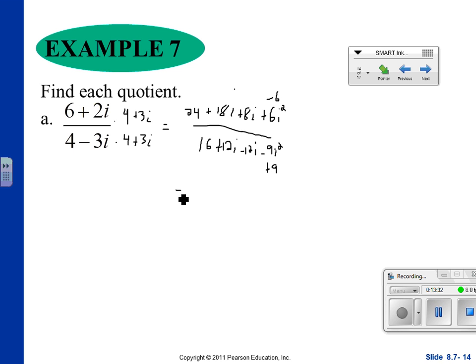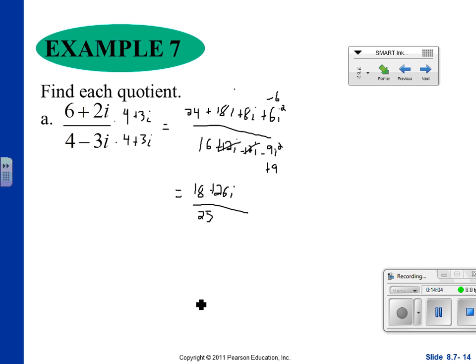And then we simplify. So on the top, this becomes a minus 6 because we have an i squared. This becomes a plus 9. Let's combine some like terms. 24 minus 6 gives us 18. 18i plus 8i gives us 26i. On the bottom, 16 plus 9 is 25. And then the i's cancel. 12i minus 12i, those cancel each other out, which is just what we wanted because we don't want any i's on the bottom.